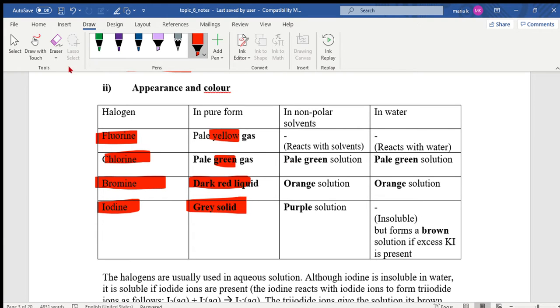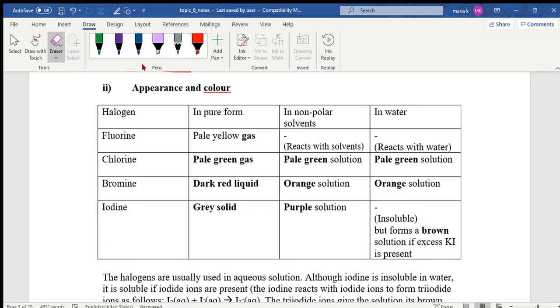Okay, so let us repeat that. Fluorine, pale yellow gas. Chlorine, green gas. Bromine, dark red liquid. Iodine, grey solid.